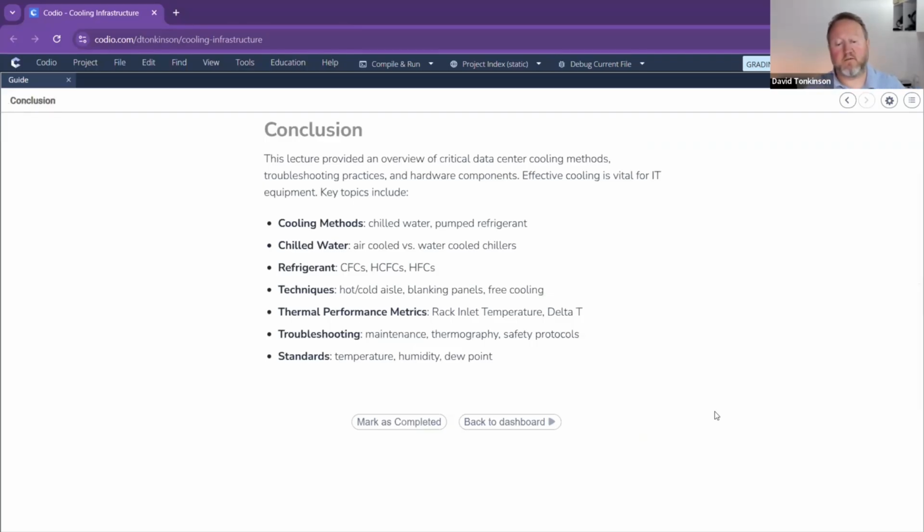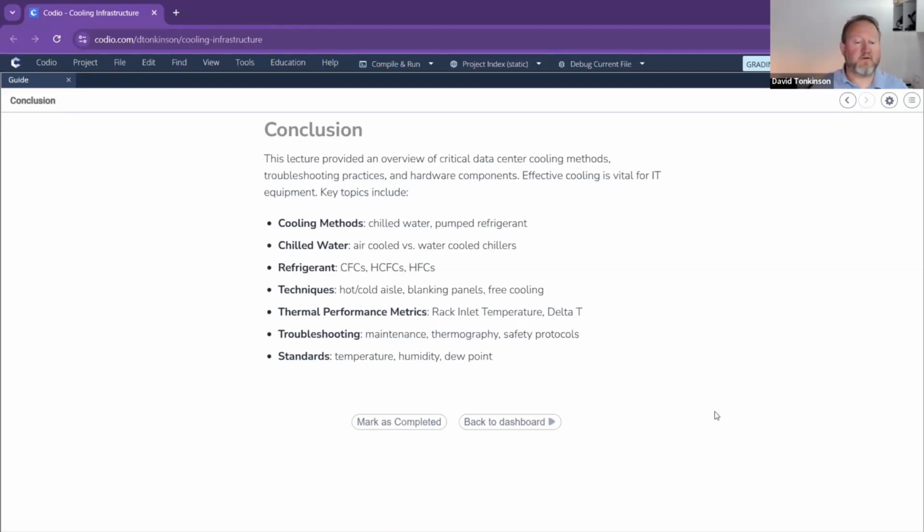So really, as a conclusion, we've had a good chat already about HVAC systems. We've spoken about cooling methods. We know the difference between chilled water and pumped refrigerants. We know the difference between air-cooled and water-cooled chillers. And we know that we're no longer using CFCs or HCFCs, but we're using HFCs for our refrigerant coolant systems. We know how really important it is to have a cold aisle and a hot aisle and to separate the air from each other and make sure that it flows through our servers as efficiently as possible.